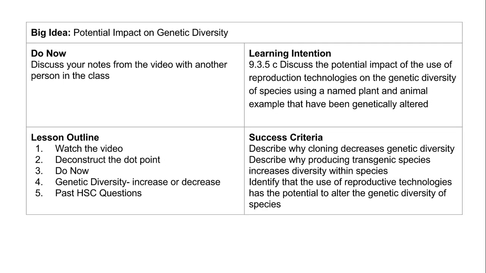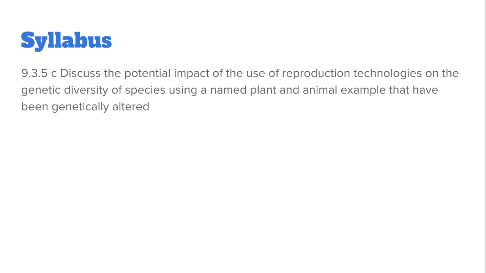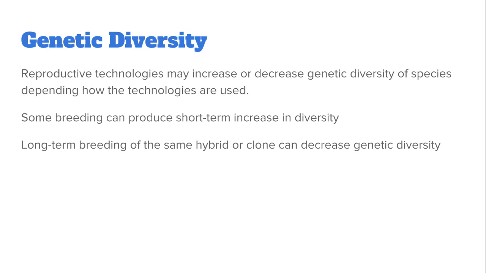In this video, we're going to be talking about how our reproductive technologies, which we've already discussed, can have an impact on genetic diversity. Reproductive technologies may either increase or decrease genetic diversity of a species depending on how exactly that technology is used. For the most part, breeding produces short-term increases in diversity, and then over the longer term, breeding of the same hybrid or the same clone or of that same species can decrease the genetic diversity.